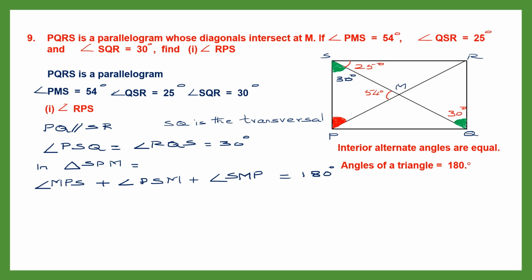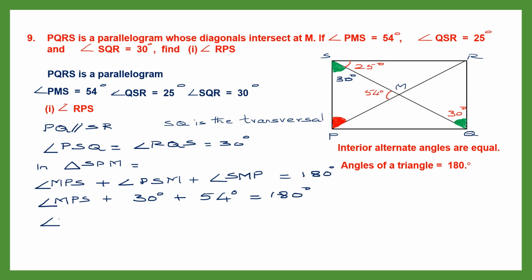So now we're going to simplify this. Angle MPS we don't know. This is what we're going to find out, plus angle PSM. Where is PSM? PSM. So that is 30 degrees. So let's write that here, plus 30 degrees, plus SMP. Where is that? SMP. That is 54 degrees. Let's write that. Plus 54 degrees. All this will be equal to 180 degrees.